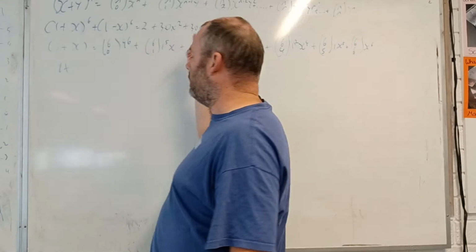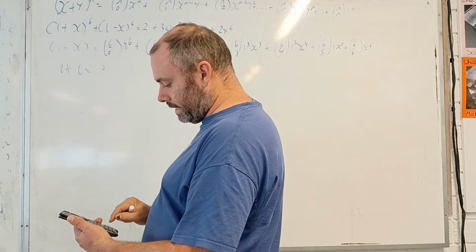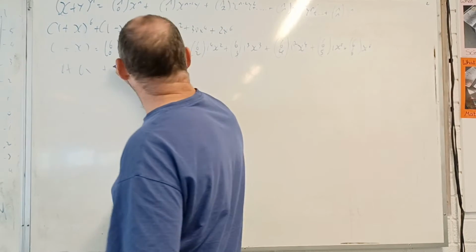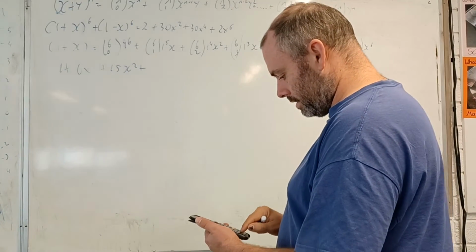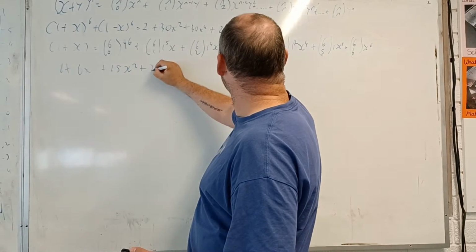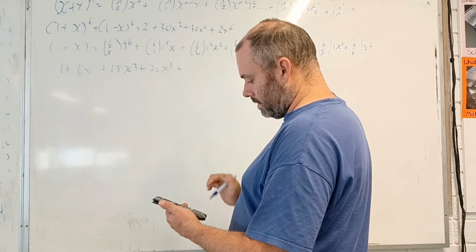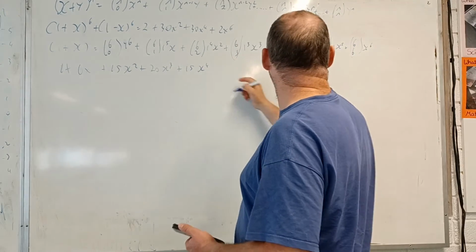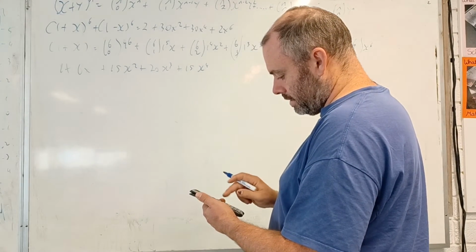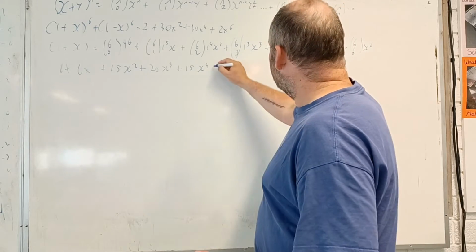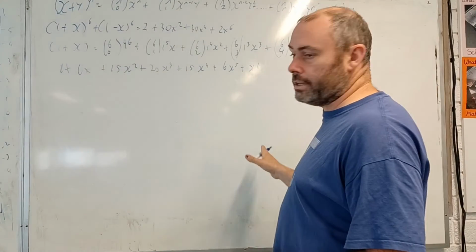6 times 1 to the power 5, which is still 1, so that's 6x plus 6C2 is 15. So that's 15x squared plus 20x cubed plus 15x to the power 4 plus 6x to the power 5 plus x to the power 6. So there's our first term done.